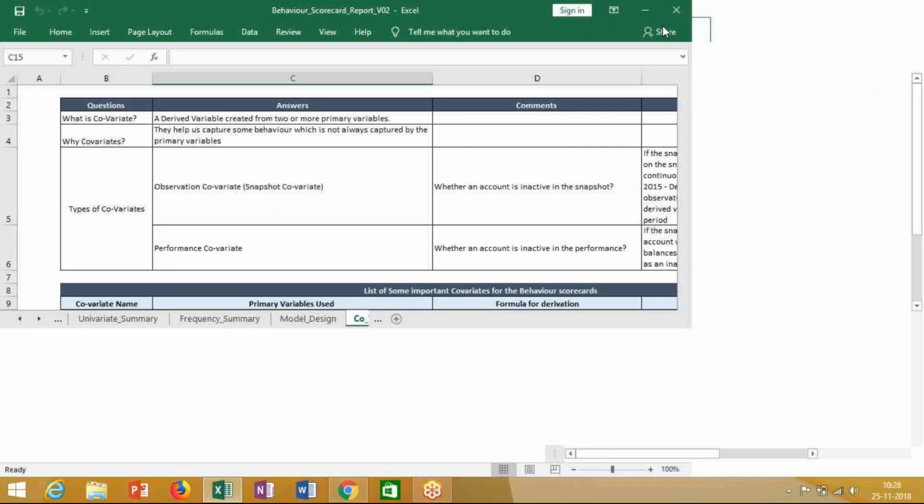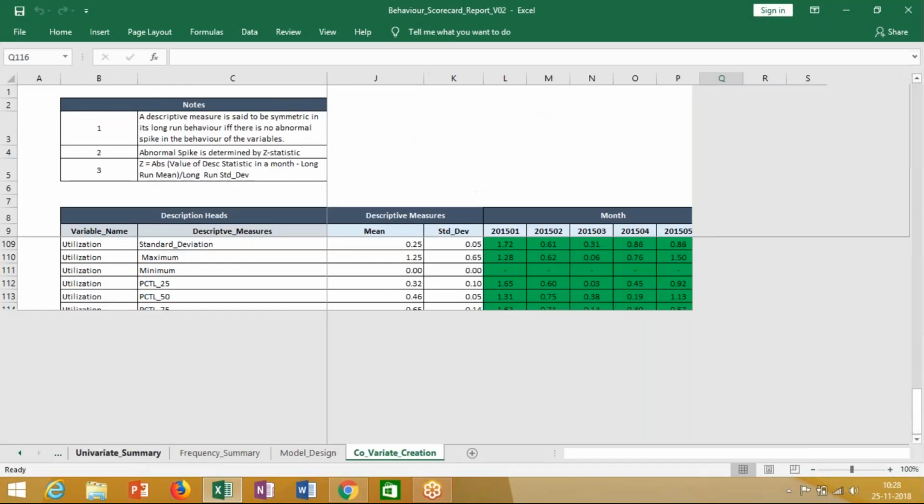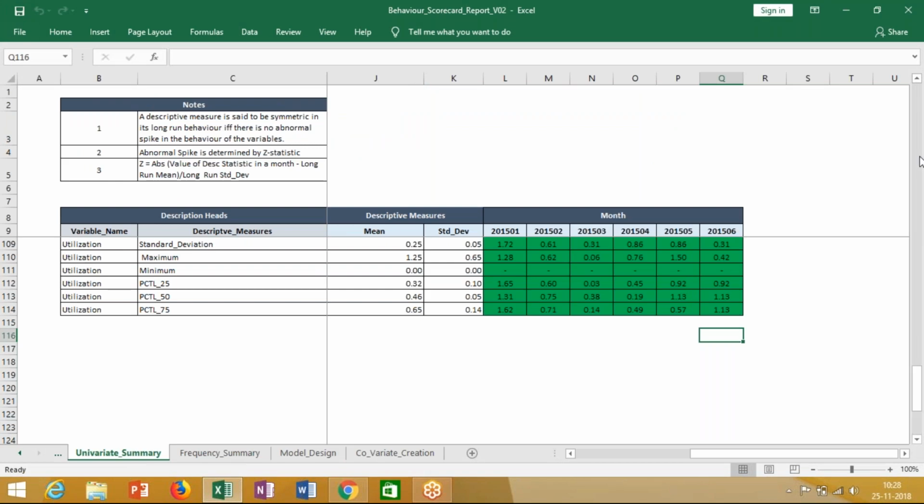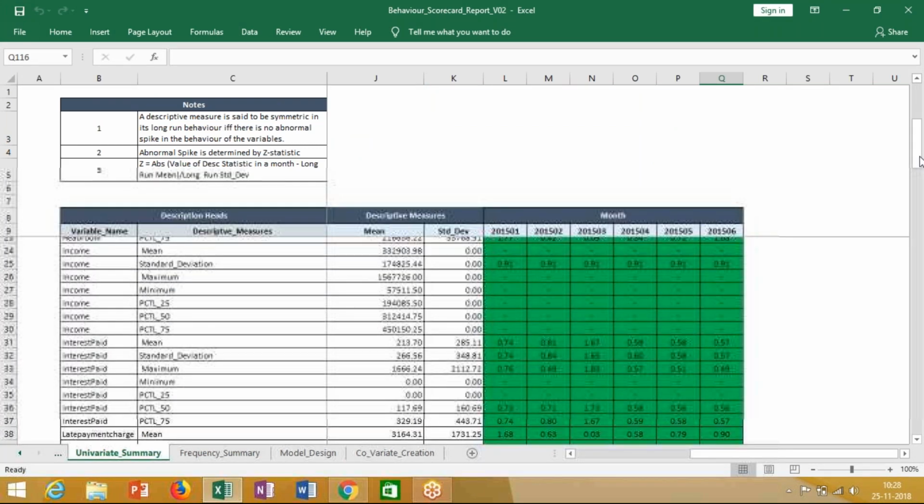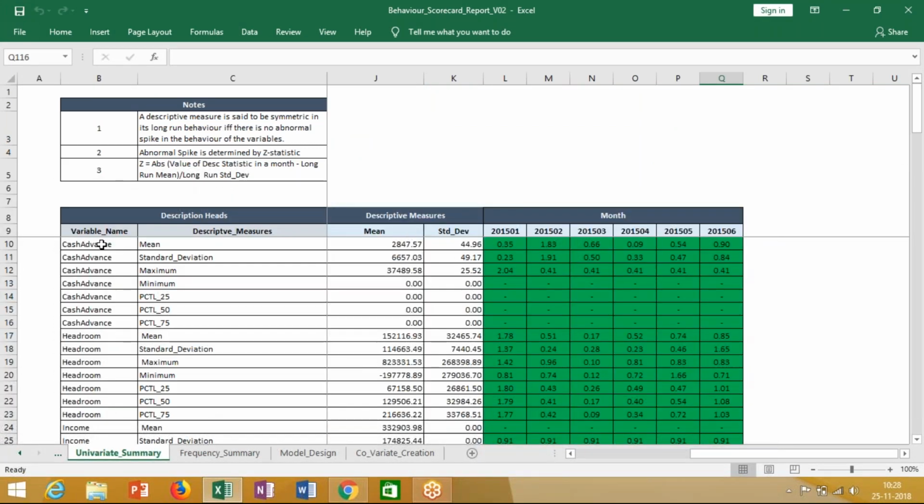So let us say that utilization is a variable, right? Okay, let me just go to this case. So I have the variable for cash advance, right? So cash advance is a variable. It's a continuous variable, and I have information on this variable for 6 months, ranging from 2015-01 to 2015-06, right?